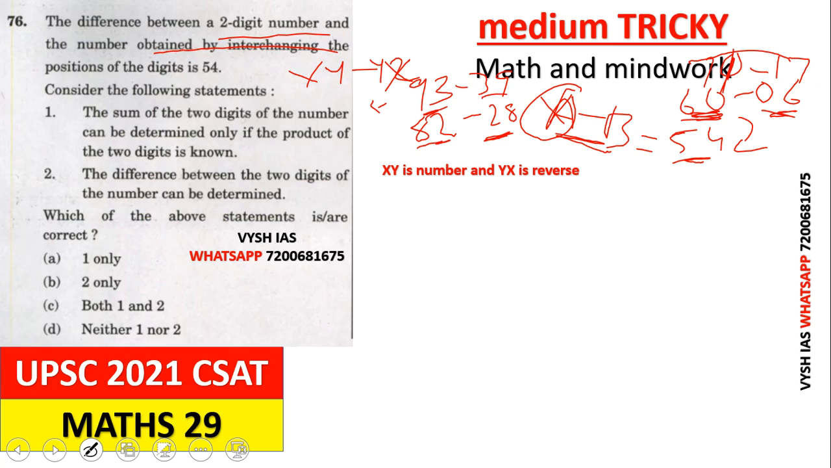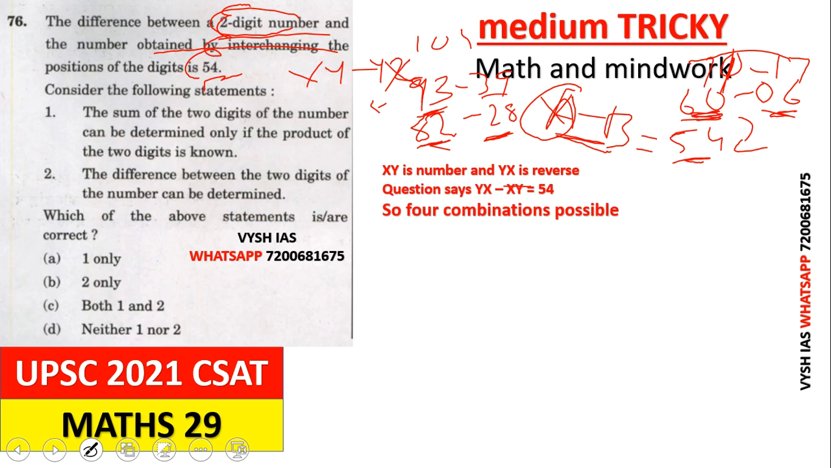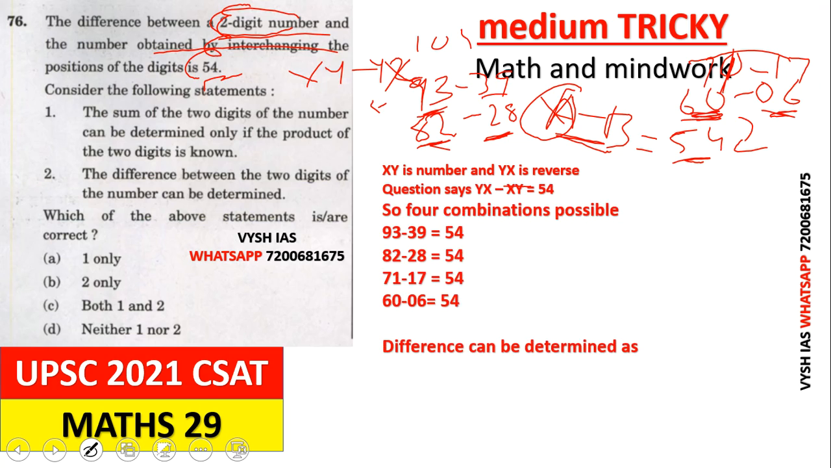So like this, above 54, the next 60s, 70s, 80s, 90s you take, it's a 2-digit number. That's why I stopped at 90. I'm not taking 104 and all. Okay, so for 2-digit numbers, these are the 4 possible combinations where you will get 54 as the answer. This is what I told you, will need little mind work. From this, you can understand what the difference of the digits is. 9 minus 3 is equal to 6. 8 minus 2 is equal to 6, 7 minus 1 is 6, everything is 6.